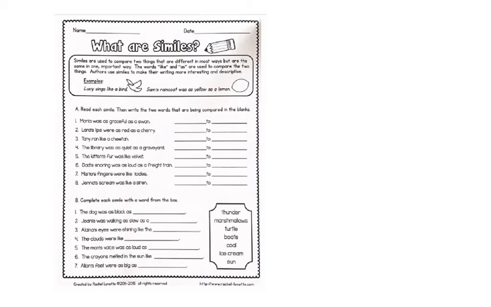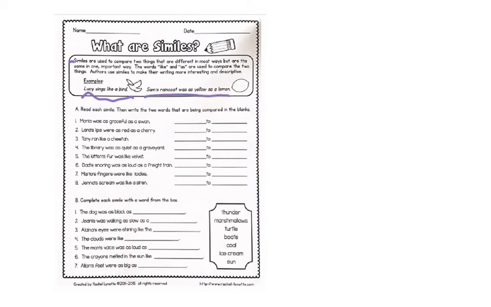So it says, what are similes? And we just learned similes make comparisons using the words like or as. So let's read the directions starting right here. Similes are used to compare two things that are different in most ways, but are the same in one important way. The words like and as are used to compare the two things. Authors use similes to make their writing more interesting and descriptive, which we are all grateful for as readers. Examples: Lucy sings like a bird. Sam's raincoat was as yellow as a lemon.